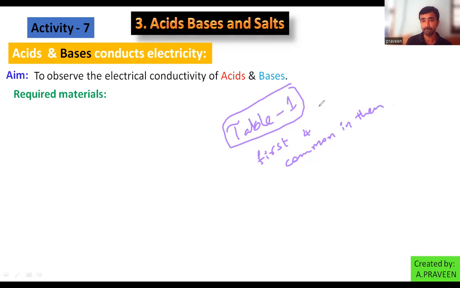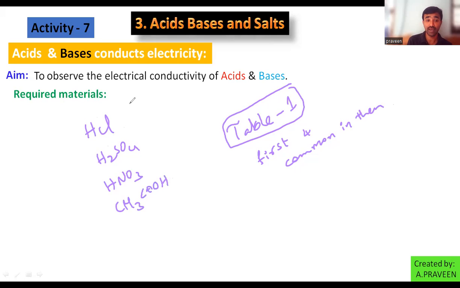What do they contain? What is present commonly in them? Did you see any common element available? The first four compounds, what are they? HCl, H2SO4, HNO3, and CH3COOH. What is the nature of these substances?